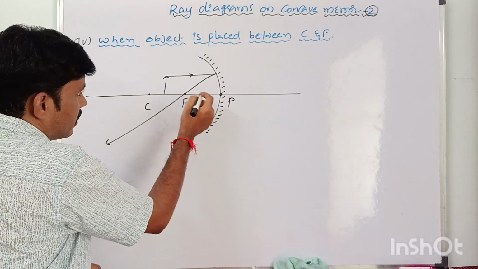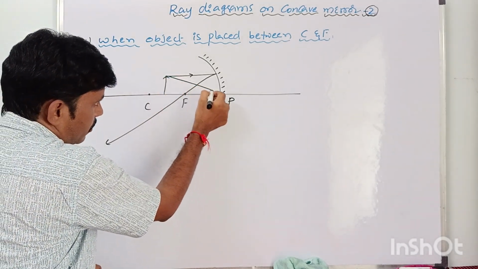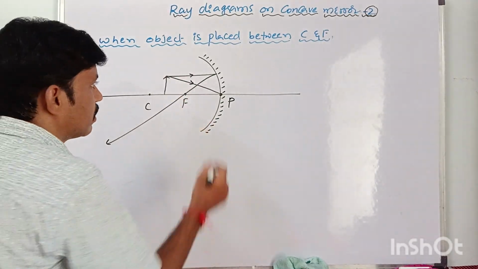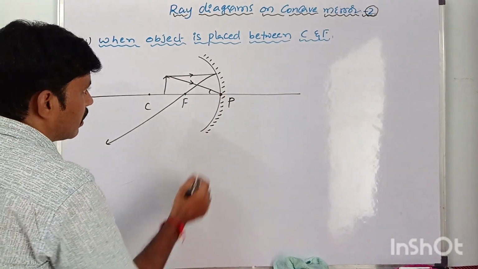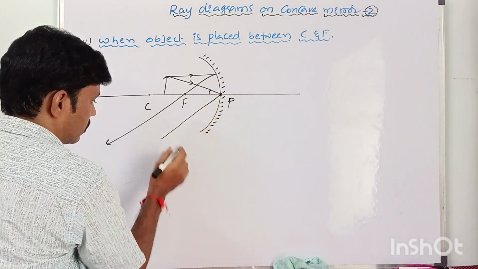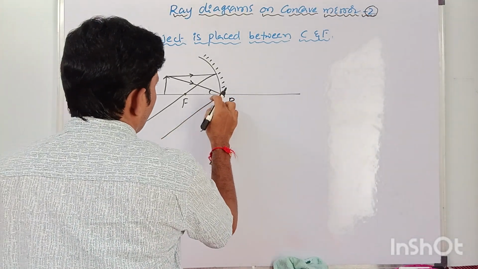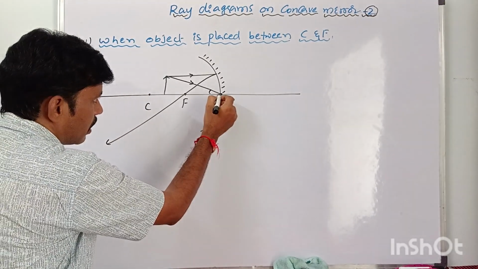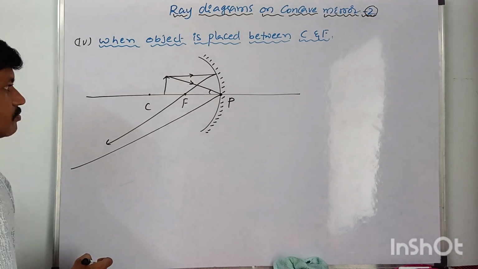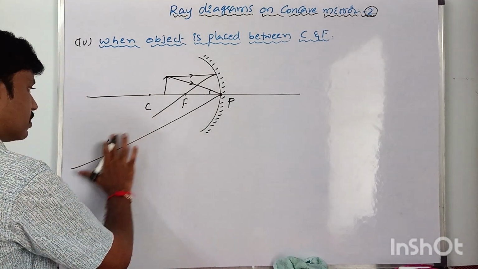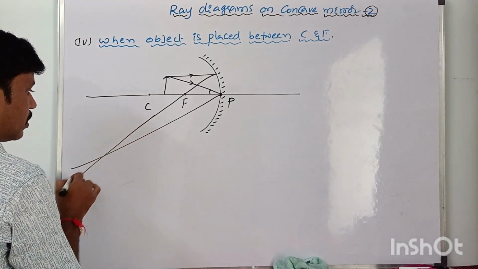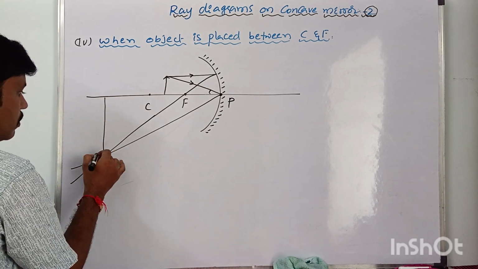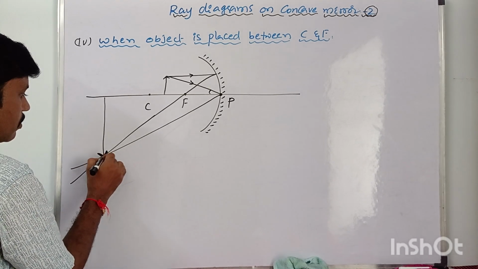So let us take the second ray, which is incident at the pole, oblique, making some angle. At an equal angle after reflection it passes like this. After reflection with the same angle, the reflected ray passes like this. If we extend this incident ray and this reflected ray like this, the image is formed here. Okay, done. The image is formed like this.